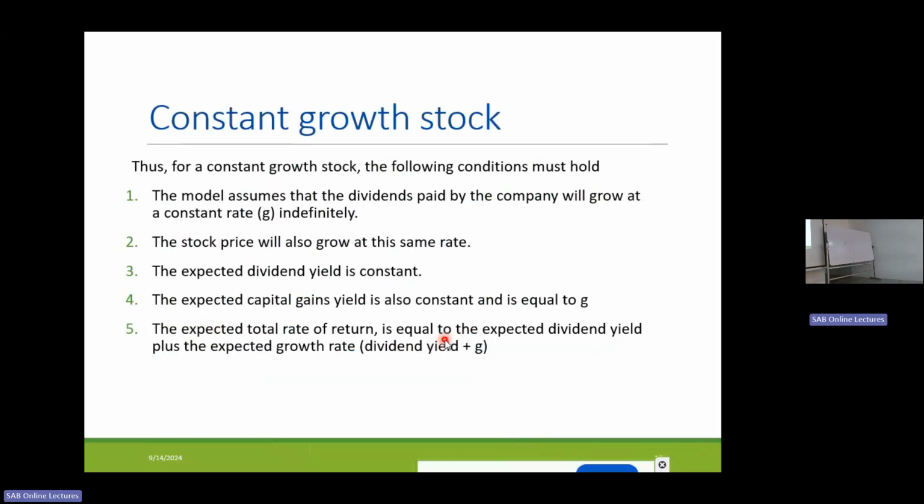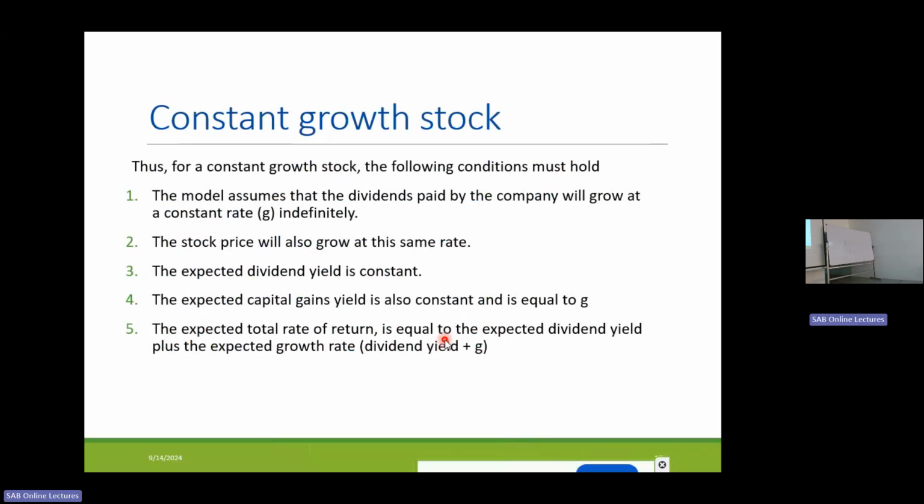Look at the assumptions. When you are applying the constant growth model, there are certain assumptions, and based on them we apply this model. The main two assumptions I told you: earnings growth is constant, and the payout policy is constant. In addition, the model assumes that the dividend paid by the company will grow at a constant rate. When dividend payments are increasing at a constant rate, you can apply this model. The stock price will also grow at the same rate.